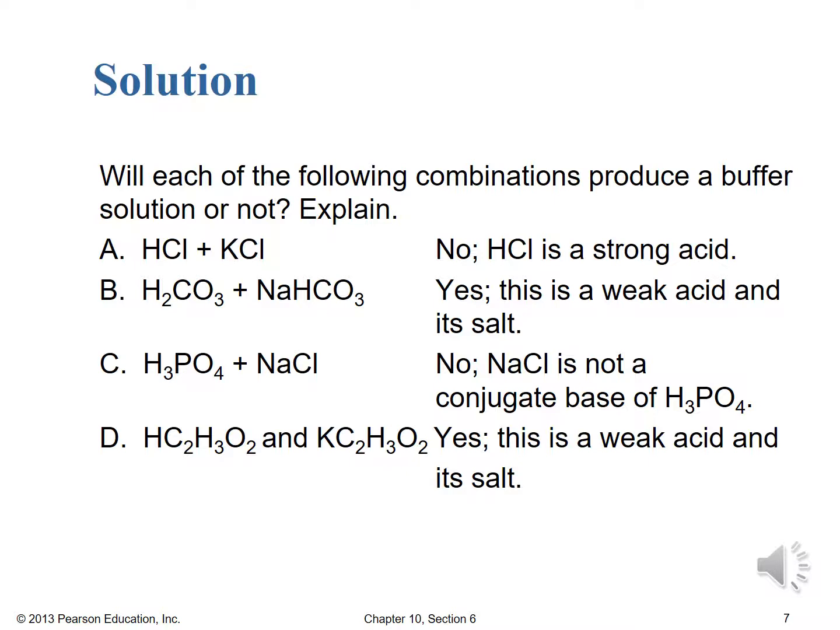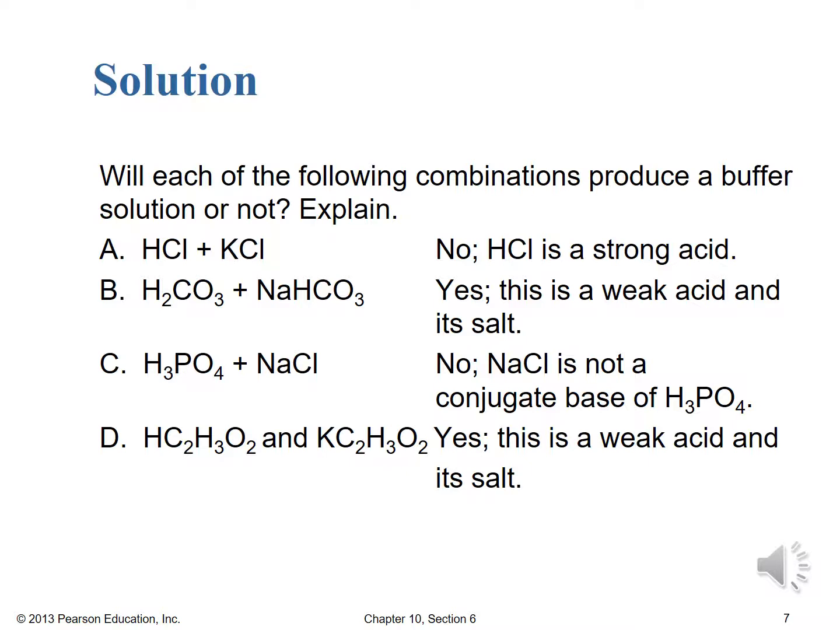If we move on to C, now we have a weak acid, H3PO4, but we have a neutral salt. It's not the conjugate base. We'd need some sort of hydrogen phosphate or dihydrogen phosphate in this case, and we don't have that. We just have another salt, a neutral salt in the form of NaCl. Finally, for D, we have a weak acid, acetic acid, and we have potassium acetate. So again, it didn't matter if it was potassium or sodium or lithium, but having the acetate ion, which is the conjugate base of the acid that we have here, acetic acid, we would expect buffer behavior.